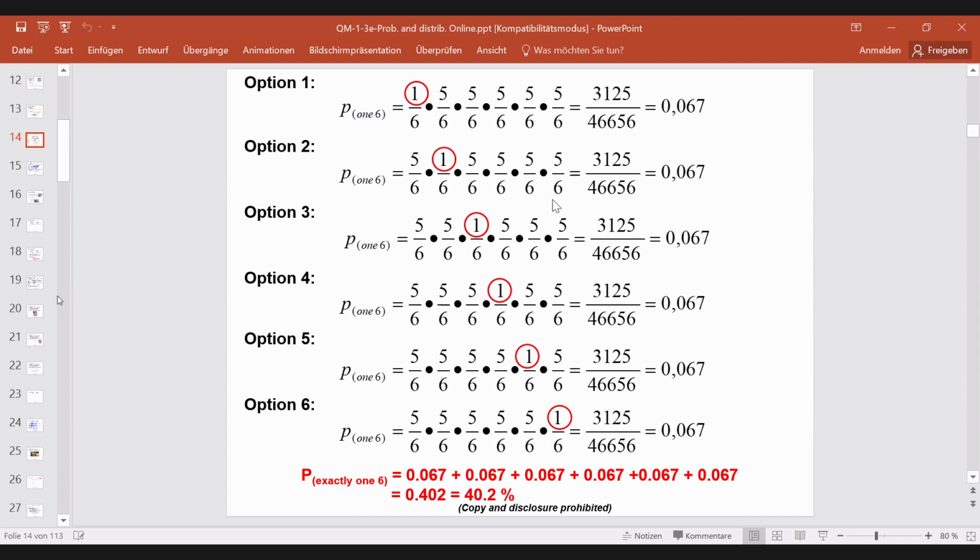In every option, you have the multiplication rule. And between these options, it can only be that it is option 1 or 2 or 3 or 4 or 5 or 6. It can only be one of them. So "or" is the conjunction between the single probabilities. This is the reason you need the addition rule in this case, and the result here is 40.2%.